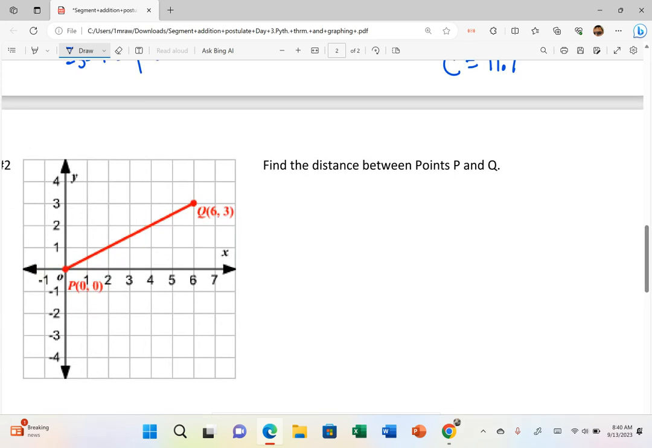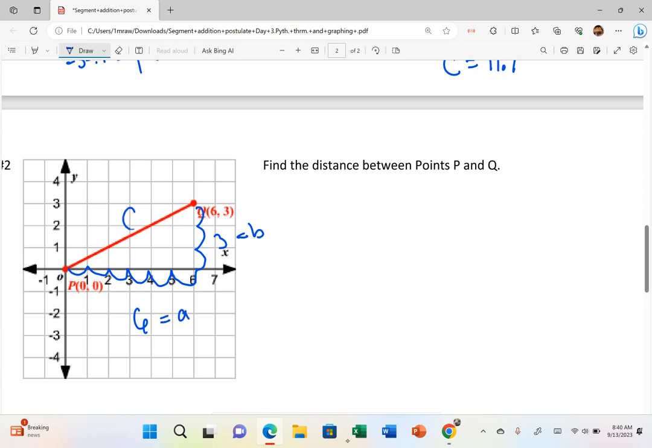So we want to find the distance between points P and Q. Here's P and Q. We're going to do the horizontal distance first with the x's. 1, 2, 3, 4, 5, 6. So that's 6 units. And then 1, 2, 3, that's 3 units. So this is our vertical distance 3, which we'll call B. And this is our horizontal distance, which is A.